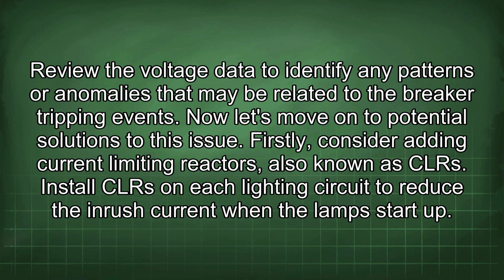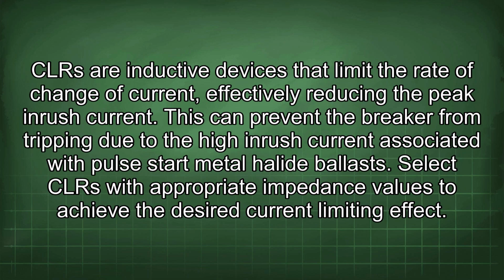Now let's move on to potential solutions to this issue. Firstly, consider adding current limiting reactors, also known as CLR. Install CLR on each lighting circuit to reduce the inrush current when the lamps start up. CLR are inductive devices that limit the rate of change of current, effectively reducing the peak inrush current. This can prevent the breaker from tripping due to the high inrush current associated with pulse start metal halide ballasts. Select CLR with appropriate impedance values to achieve the desired current limiting effect.